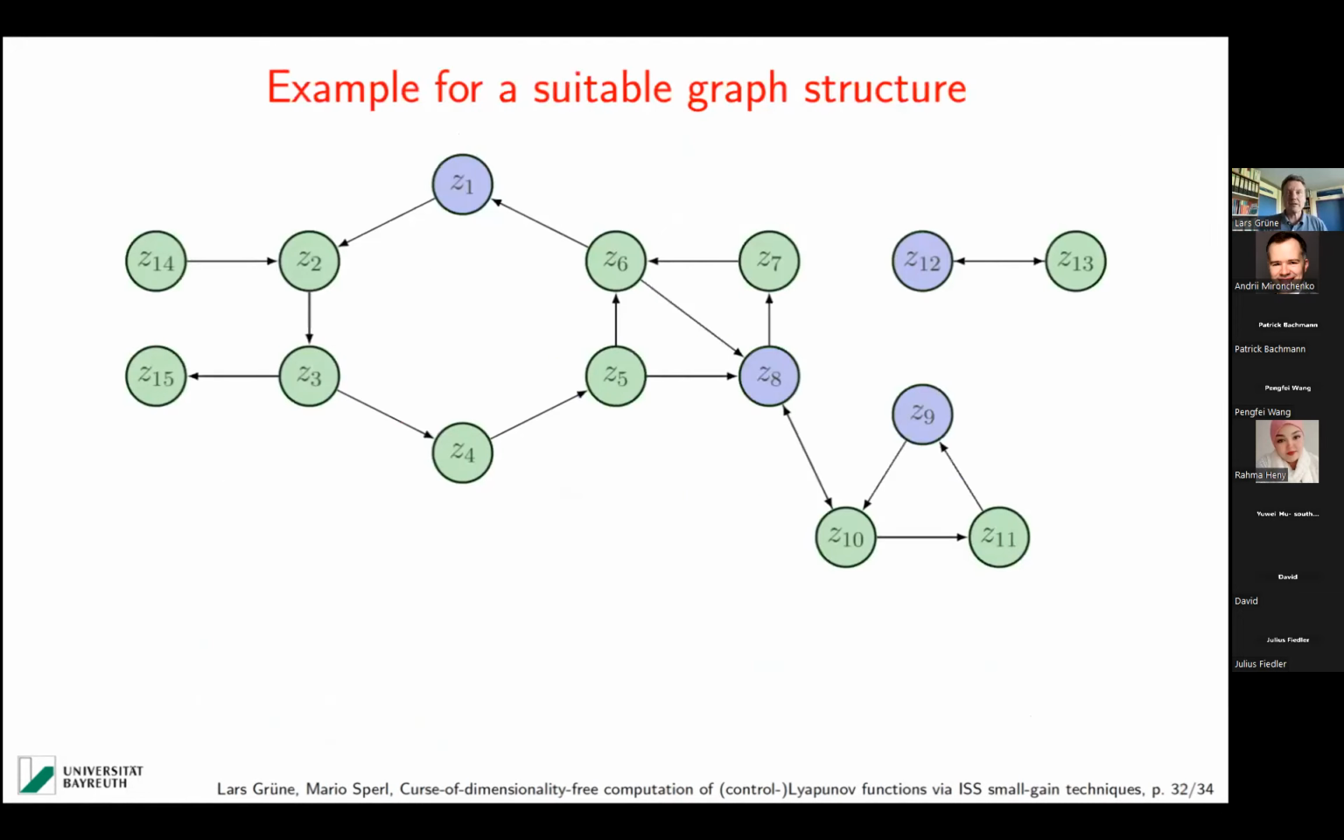So, for example, if we look at this graph and we look at the subsystems, all denoted by their state vectors, then we see a cycle here, for example, we see a cycle here, we see a cycle here disconnected from the rest, another cycle here. And if we now assume that all these blue nodes are active nodes and we can make the gamma as flat as we wish, then the condition is satisfied and we find a separable Lyapunov function.